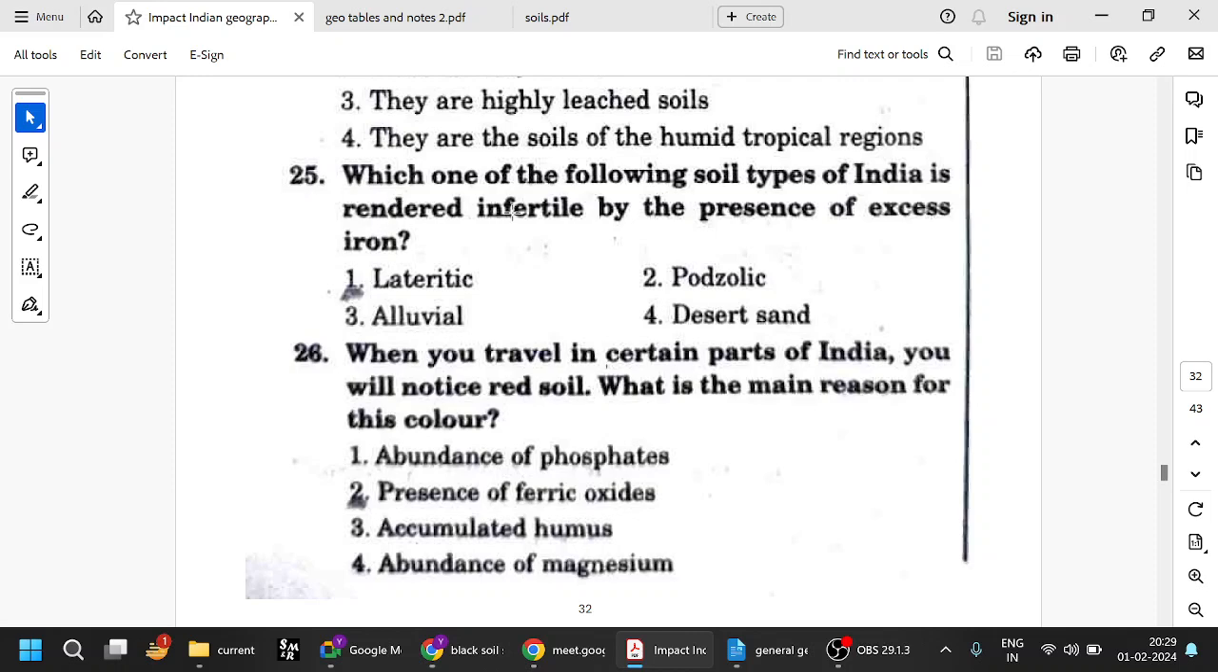Because of the excess iron, it is usually rendered infertile. So that is also important. Laterite soil is found mostly in the Malabar coast. It is rich in aluminum and iron. Because of excess iron, it is often infertile, and also it is more prone to leaching by rainwater.